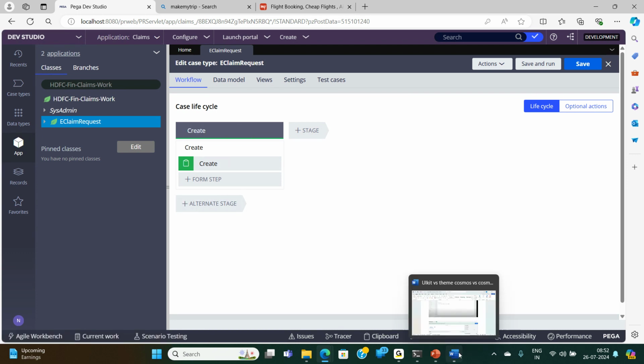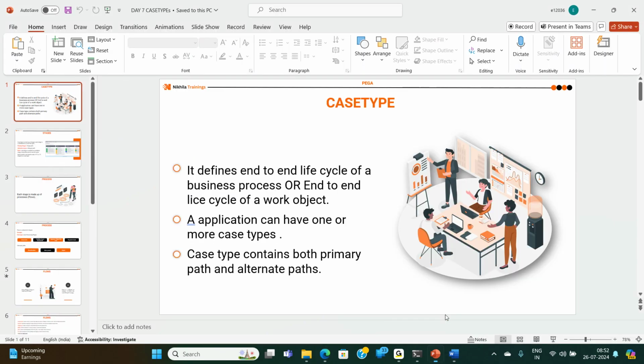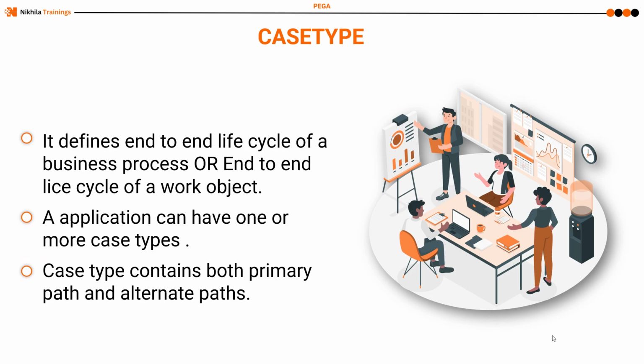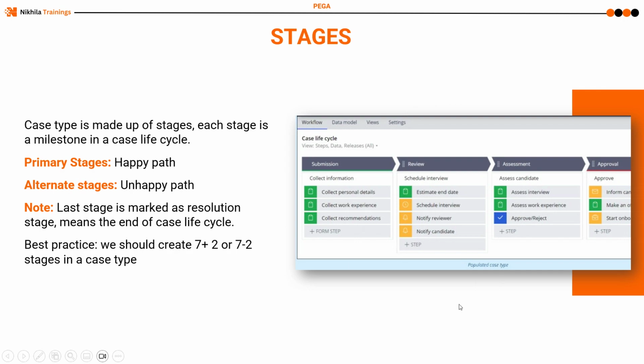So let me take you to this slide. Look at this. It's all about just selecting a person for the interview. The happy path is: first you collect the personal details, work experience, and all the other recommendations. Then you schedule an interview, and you update the candidate and the interviewer. Then the interview will be done, and you may approve him or you may reject him. Now reject is an alternate path. If it is approved, what will you do? You will roll out the offer letter and all that.